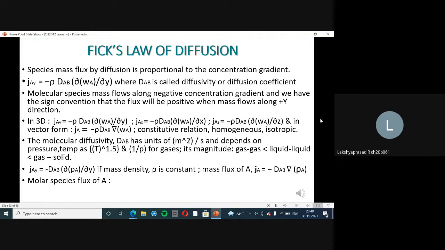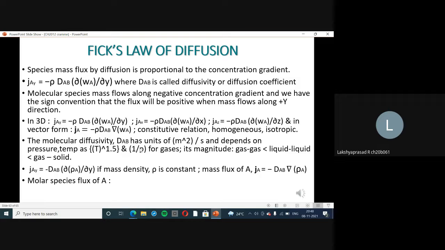And combining all these 3 together in vector form, we can write JA, which is the total mass flux of species A due to diffusion, equal to minus rho into DAB into gradient of the mass fraction of A. Obviously, Fick's law of diffusion is a constitutive relation, and we have written this down for homogeneous isotropic cases because we have taken DAB to be the same in all directions. And it's called molecular diffusivity.